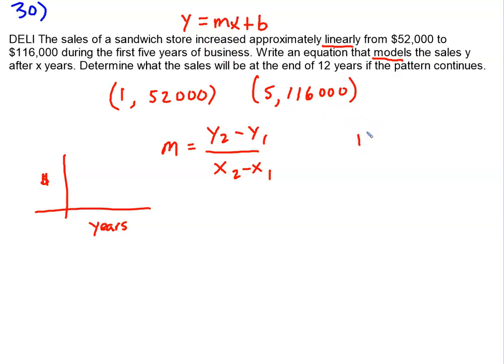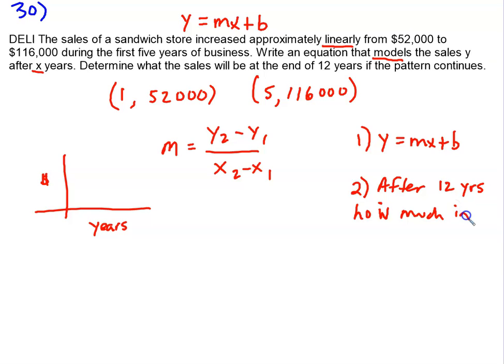So you're going to give me really 2 answers. What is the equation that models this? So you're going to give me the y equals mx plus b that models this situation, and then use that equation to tell me what the sales would be at the end of 12 years. Remember, x represents the number of years. All right, so a 2-part answer. How much sales?